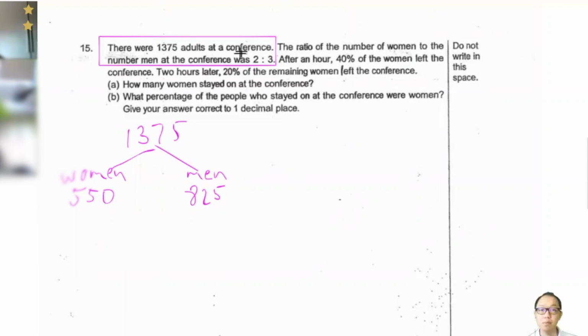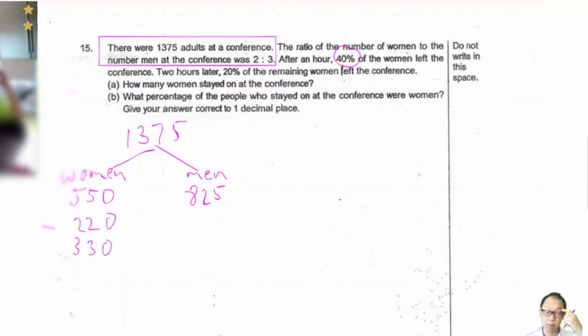Based on the first box, after an hour, 40% of the women left. Let's look at the next box. 40% of the women left. So we want to solve this 40%. What's 40% of 550? 550 times 0.4 is 220. So how many are left? 550 minus 220 is 330.